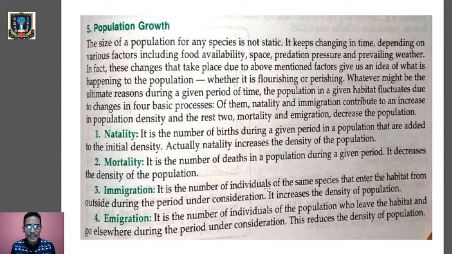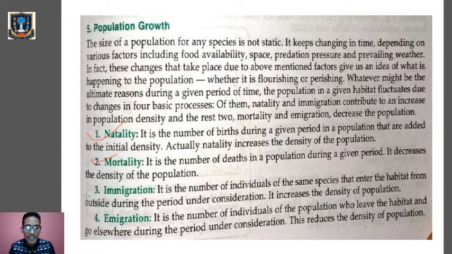So what does natality mean? Natality means the birth rate, the number of births during a given period in a population. And when there will be a higher birth rate, then there will be an increase in the population density. Now what is mortality? Mortality means the death rate, the number of deaths in a population during a given period of time. And when there will be more mortality, there will be a decrease in the population density.